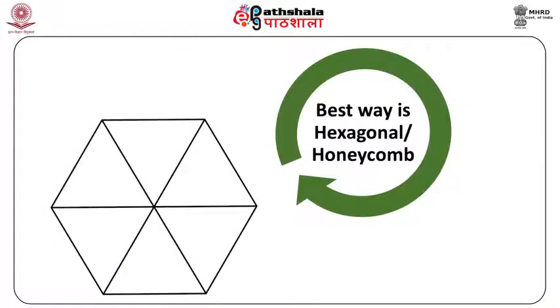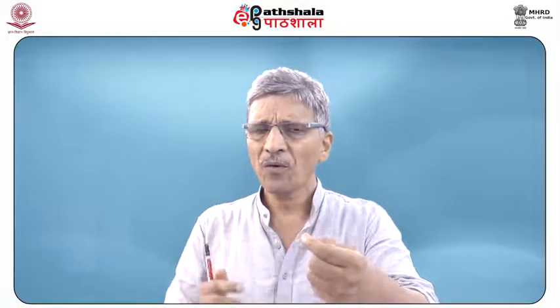Christaller says that the best way out is, have you ever seen the honeycomb? The natural process where they collect the honey. So these are the honeycombs. Honeycombs are not circles. These are hexagonal. Now you see what I am drawing here: the circles are now converted into hexagonal form. And in hexagonal form, interestingly, there are no gaps. As you see in this diagram, there are no gaps.